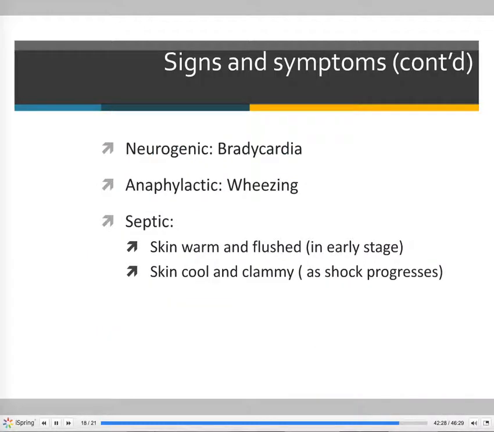This is a review slide of key symptoms I want you to hone in on. In terms of neurogenic shock, bradycardia is a classic symptom. The classic symptom for anaphylactic shock is wheezing. And when you talk about septic shock, in the early stage the skin is warm and flushed, and as shock progresses, the skin becomes cool and clammy.